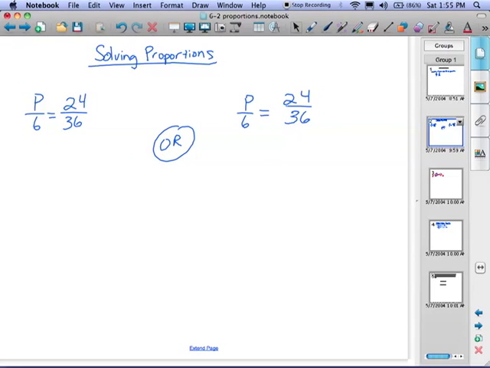We can solve proportions. Here we have p divided by 6 equals 24 over 36. This is more of what you're going to do. This is a little bit more advanced, more along the lines of what we need to focus on. So we have p divided by 6 equals 24 over 36. In order to solve this proportion, again, we do cross multiplication.